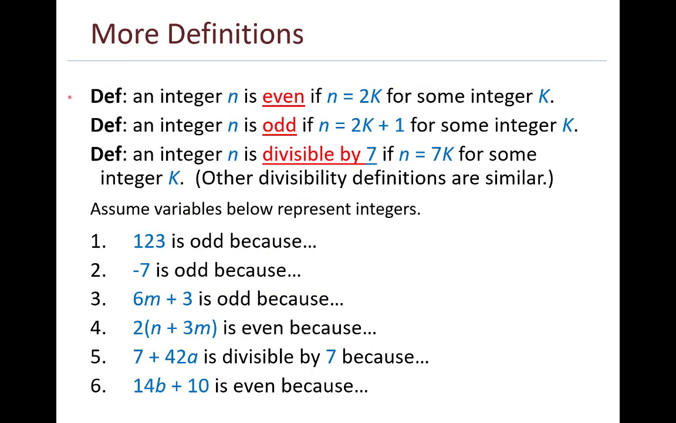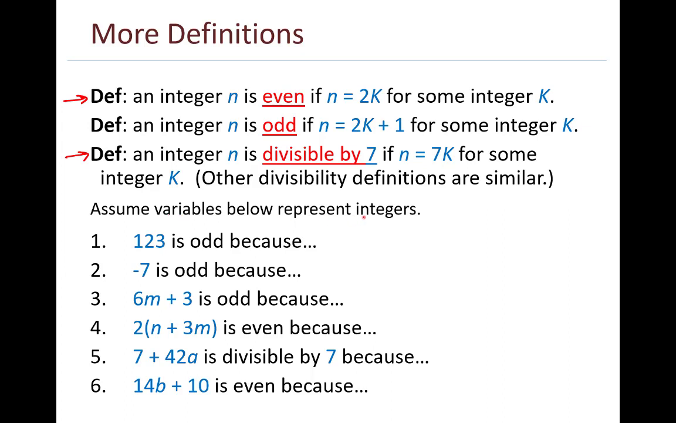Here are a few more definitions we will find useful. Even: an integer n is even if n equals 2k for some integer k. And general divisibility: an integer n is divisible by, say, 7 if n equals 7k for some integer k. Other divisibility definitions are similar. So n is divisible by 22 if n equals 22k for some integer k. So let's try some of these problems down below.